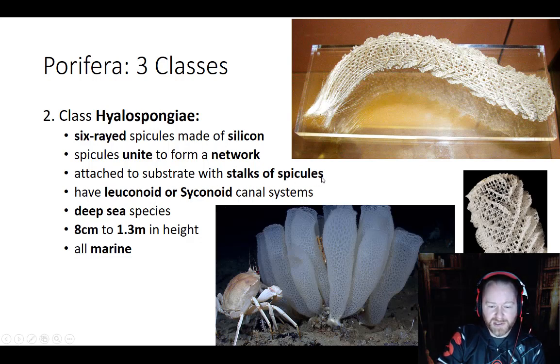So when it attaches to the substrate, it uses a stalk of spicules to help hold it down. And you can see that here. Here's the fibrous membrane. These long stalks, long fibers, help attach this down to the substrate.